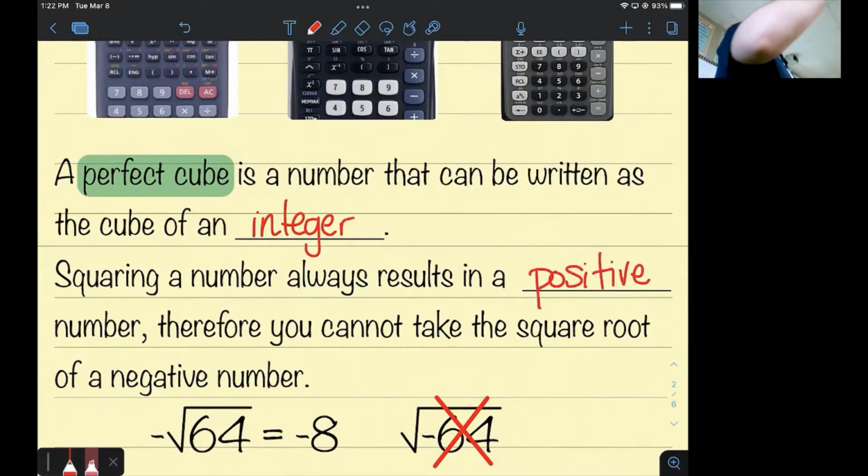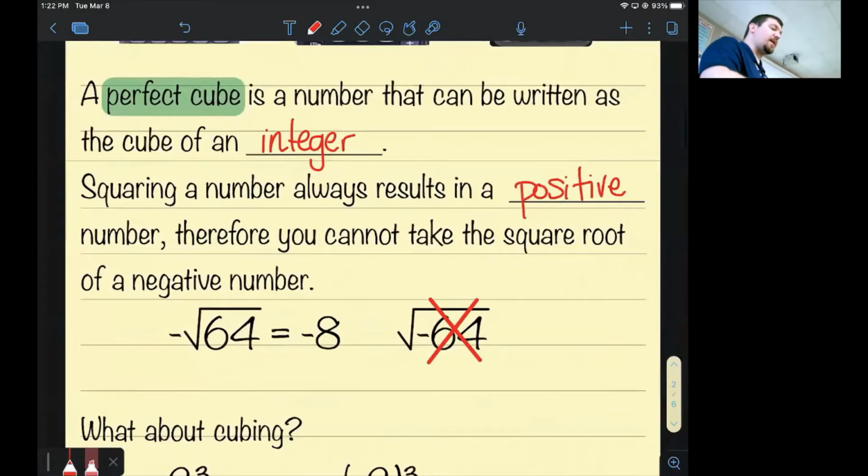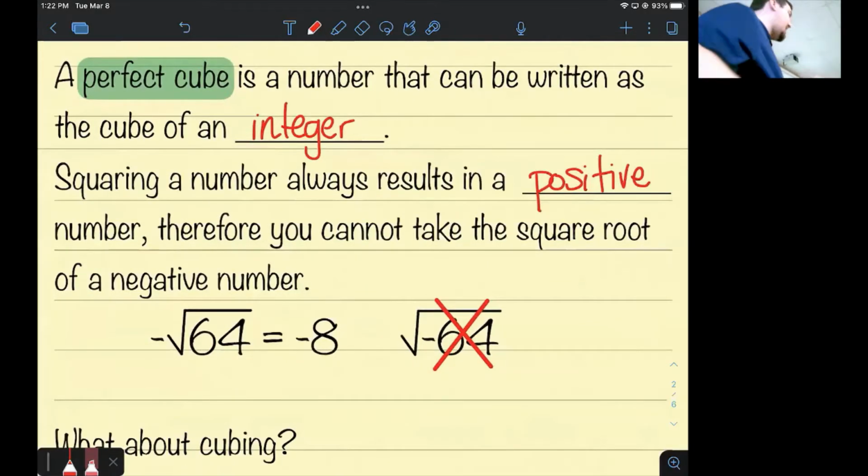With the exception of squaring 0. Right? 0 would be 0, because squaring 0 would be 0. That's exactly right. Squaring a number always results in a positive, and that is why yesterday we said that you cannot put a negative inside the square root symbol. You can't square root negative 64. It doesn't exist.